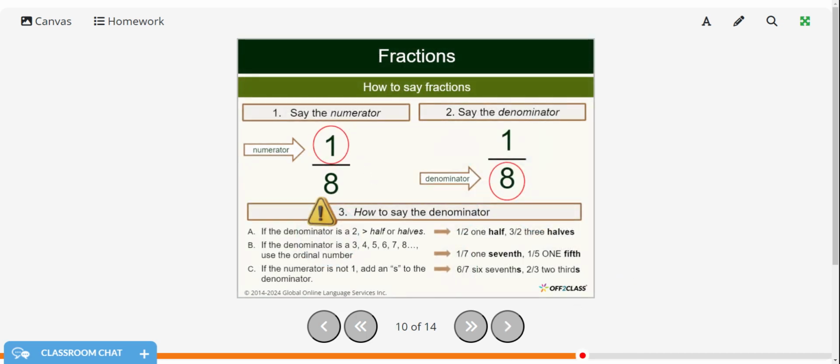All right, so first we say the numerator, 1, and then we say the denominator, for which we use an ordinal number. So it would be 1/8. If the denominator is a 2, you would say half or halves, so 1/2 or 3/2. If the denominator is 3, 4, 5, 6, 7, 8, or so on, we use the ordinal number, so 1/7 or 1/5. And if the numerator is not 1, then you add an S to the denominator, so 6/7, 2/3.